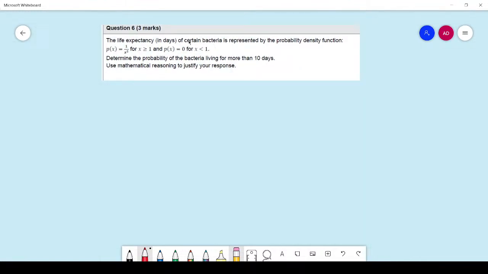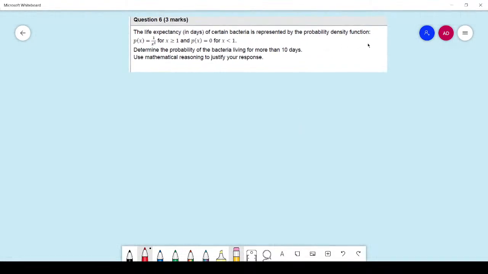The life expectancy in days of certain bacteria is represented by the probability density function p of x equals 1 over x squared when x is greater than 1, and it's equal to 0 for x less than 1. So that's a piecewise function again, and you guys, I assume, have looked at these because that's what all these PDF functions are. So p of x equals 1 over x squared when x is greater than or equal to 1, and 0 for x less than 1. So that's just defining our function.